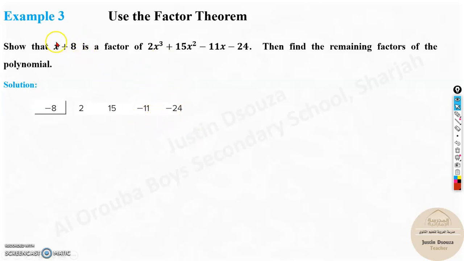Now here, take x to the other side, it'll be minus 8, and write the coefficients. And now this comes down, multiply it with negative 8, answer is minus 16. Add them up, it'll be minus 1, multiply with minus 8, you'll get positive 8 over here. Add them up, you will get minus 3, times minus 8 is positive 24. Add them, the remainder is 0.